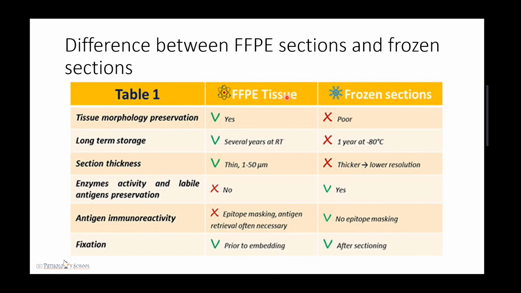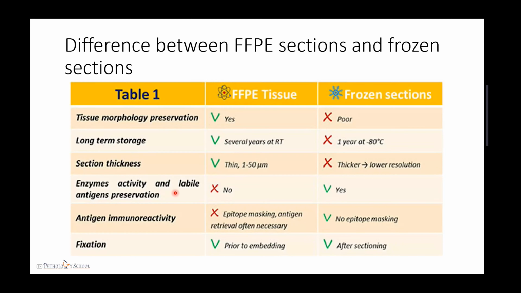Now this is the difference between formalin fixed paraffin embedded tissue sections and frozen sections. Tissue morphology is well preserved in formalin fixed tissues. For long-term use also, formalin fixed paraffin embedded tissues are better. Then section thickness: we can make thinner sections using formalin fixed paraffin embedded tissue, while in frozen section, like I just explained about the nuclear holes, we usually need thicker sections.